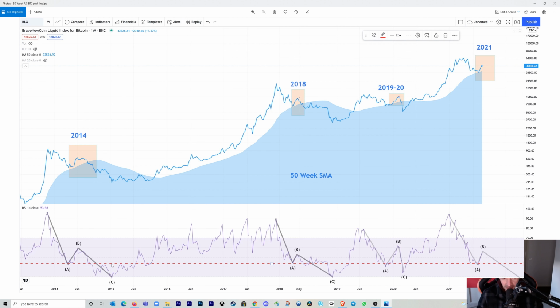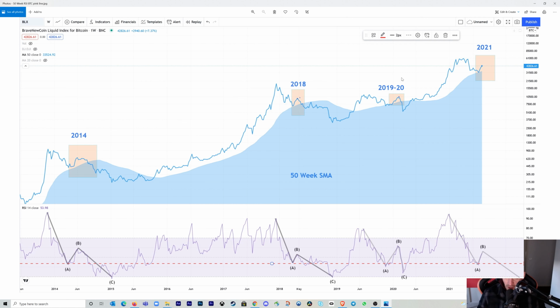It looks almost identical to the shape that we saw in 2013-2014. And again, it came down to the dotted line. And this point when it comes down is the same point that we bounced off the 50-week moving average. We come up and then we bottom out at point C.